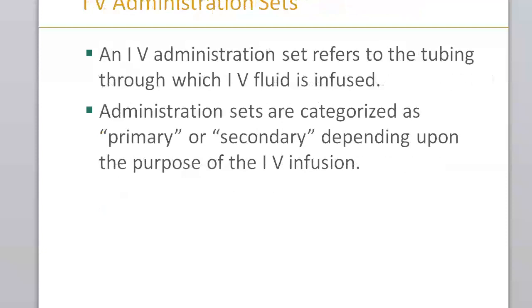And an IV administration set refers to the tubing through which the IV is infused, and administration sets are categorized as primary or secondary depending on the purpose of the IV infusion. Secondary is what we hook into that primary tubing. Say, for instance, if there's an intermittent solution, such as a medication that may have to be given every 6 hours, 12 hours, or whatever. It's not going to be hanging continuously, but we can hook it into the primary IV tubing as long as all the contents are compatible with each other.